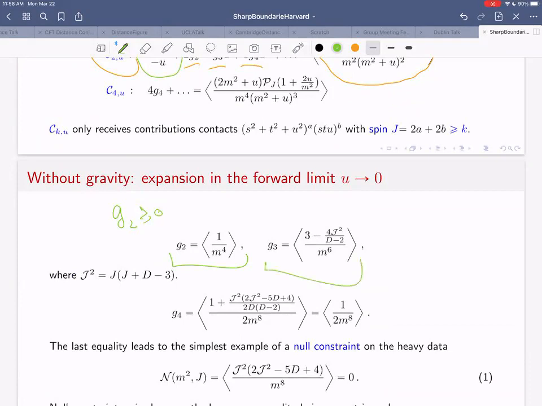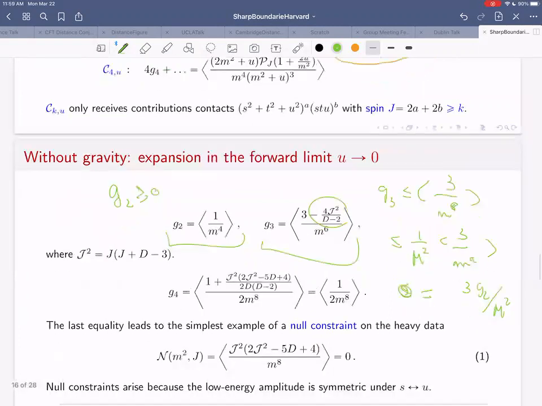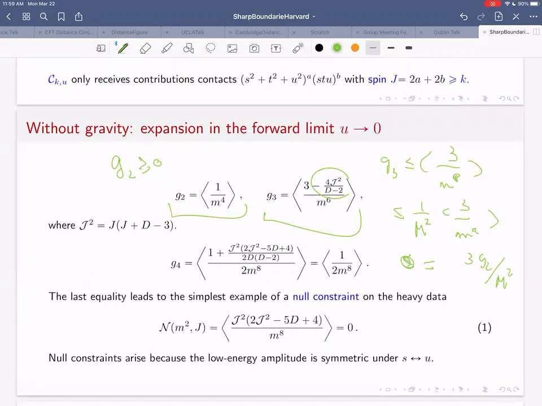From this sum rule, you instantly find the constraint that G3, well, given that this is a negative quantity, G3 is smaller than 3 over m to the 6. And given that little m is, of course, bigger than big M, I can rewrite this as 1 over little m squared, 3 over m to the 4th, which is equal to 3 G2 over M squared. So this is a one-line derivation of a first inequality that tells you that G3 and G2, by the time I pull out the suitable power of the UV cutoff, scale as they should.